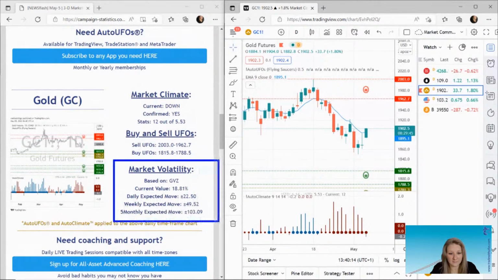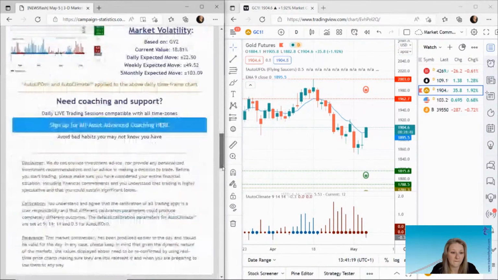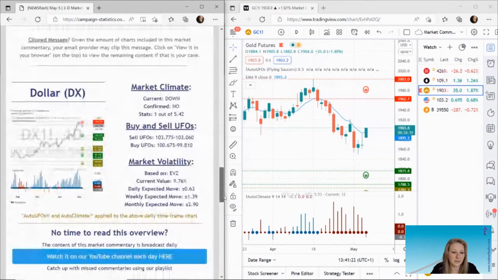In terms of volatility, we expect movement up or down in 1 year of 18.81%. In a day, 22.5 points. In a week, 49.52 points. In a month, 103.09 points. So that's gold. Okay, the next market is the US dollar.